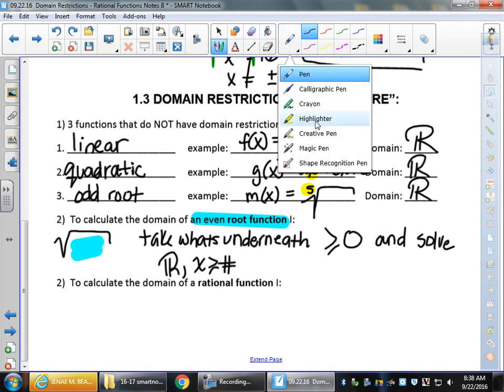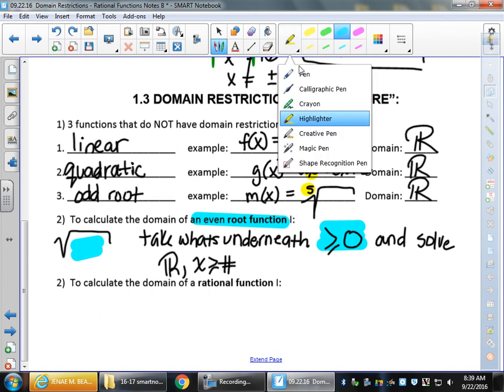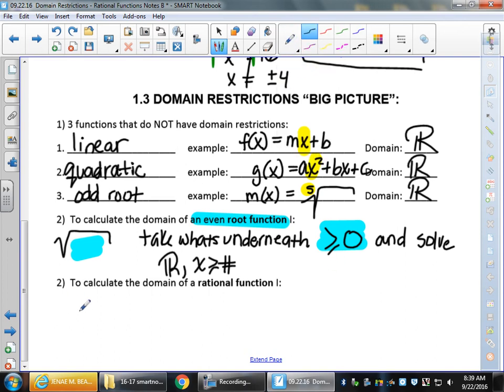So our big choice, our important choice is right here. Taking what's underneath the root, greater than or equal to 0, and solving. When would this inequality sign change direction? Good job. Now, if I have a rational function, and I'll just do an example like this.